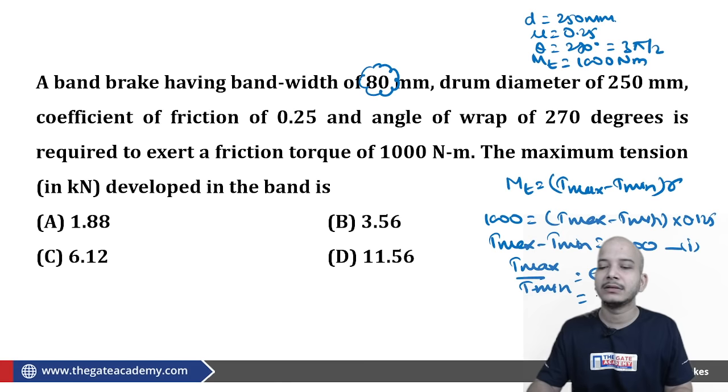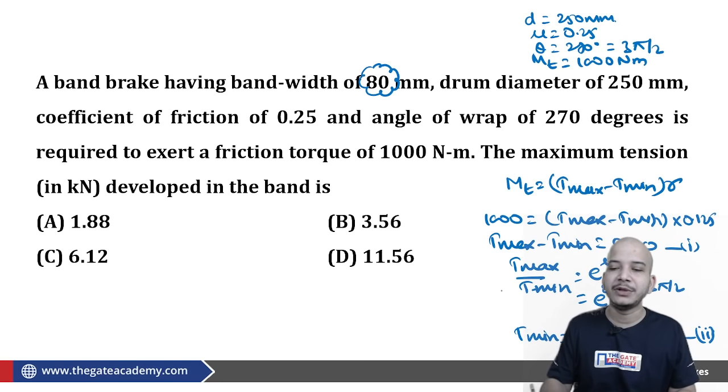On solving this, on substituting the value 0.25 into 3 pi by 2, you will get this value to be 3.248. From here, you need to calculate T maximum, so you have to replace T minimum in terms of T maximum. You can say that T minimum will be equal to T max upon 3.248, which will come out to be 0.307 T max.